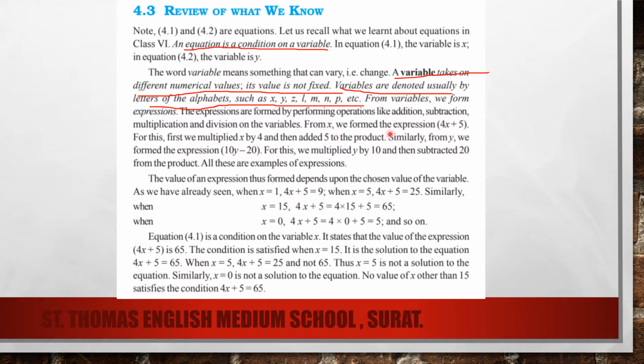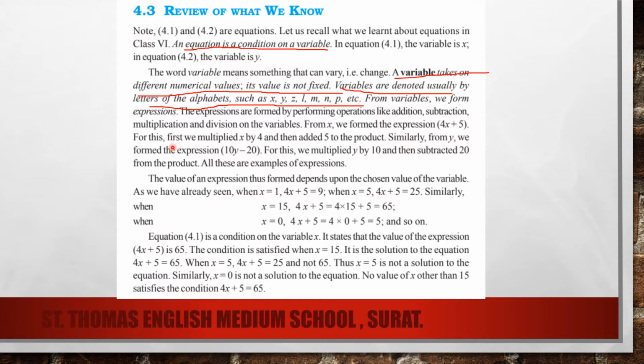From x, we form the expression 4x plus 5. For this, first we multiply x by 4 and then add 5 to the product. So they have written one expression here, 4x plus 5. What is the variable here? x. And how did we get this expression? That means we multiply x by 4 and then add 5 to the product.